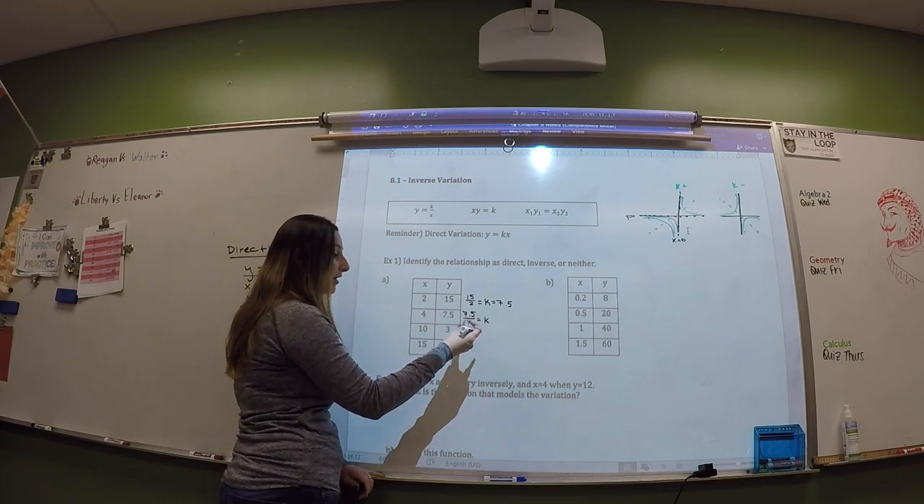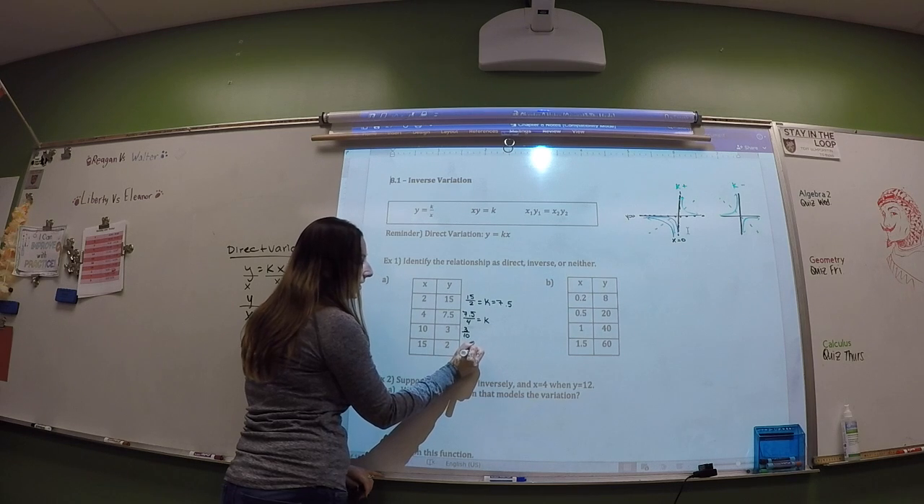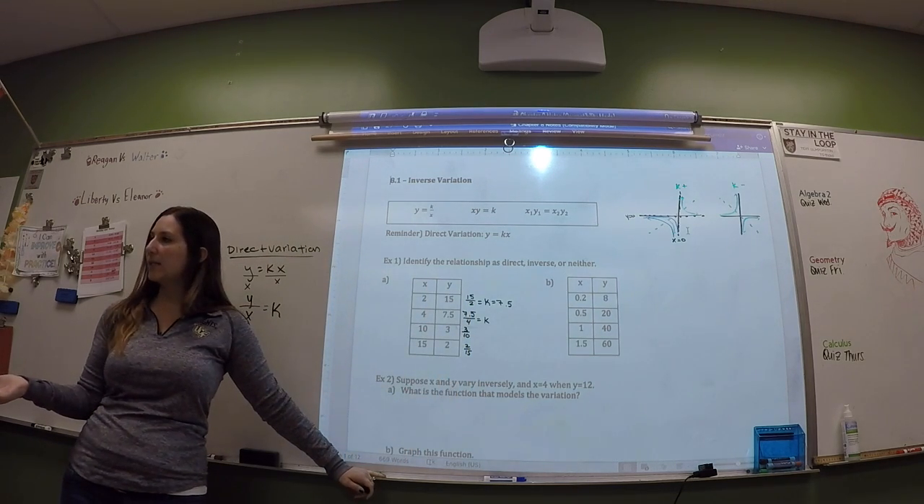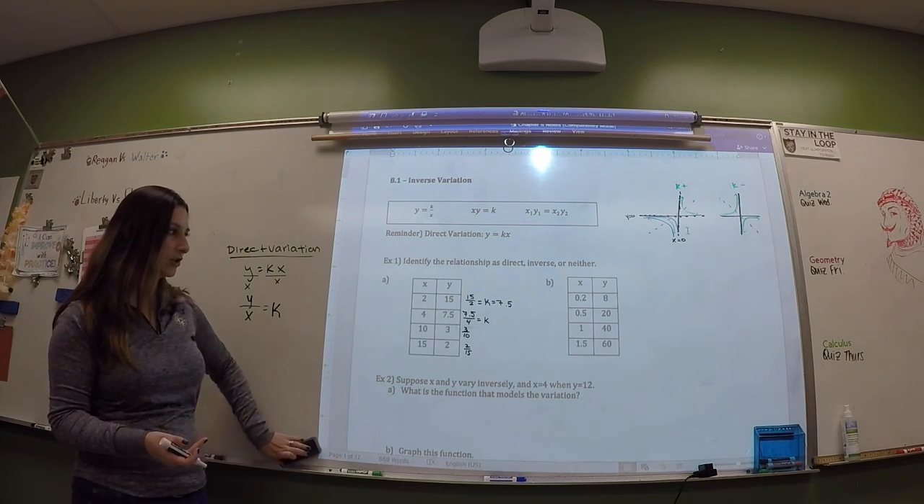In theory, if this was direct variation, I should be able to keep dividing each y by each x and get the same k. Well, I'm not getting the same k, right? So that means that first one is not direct variation.